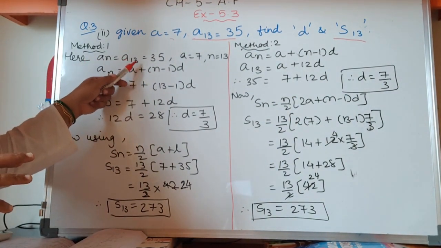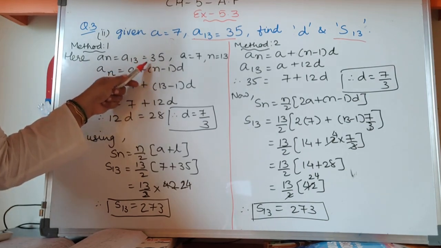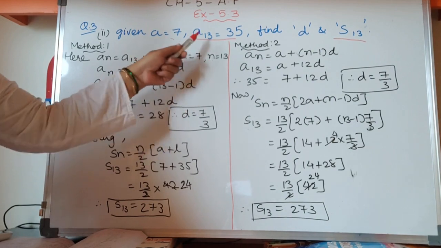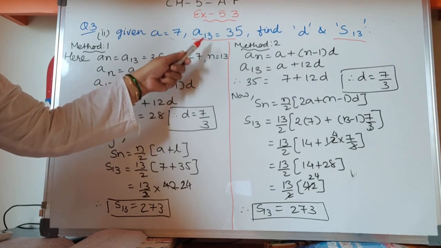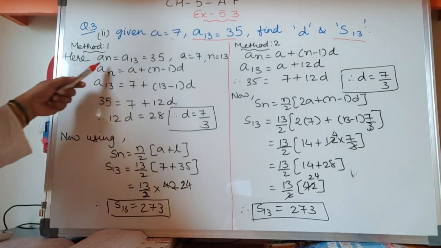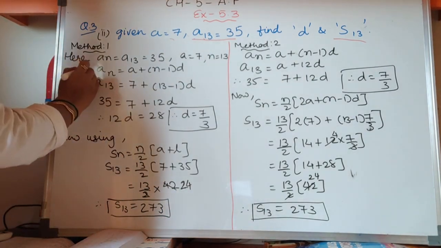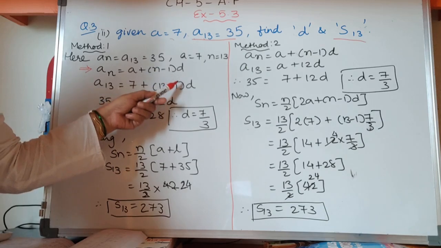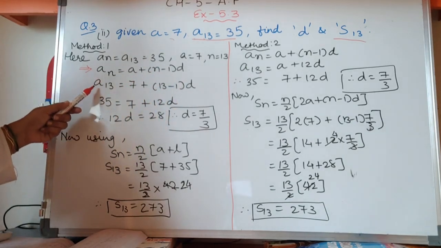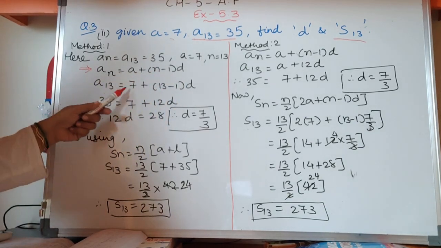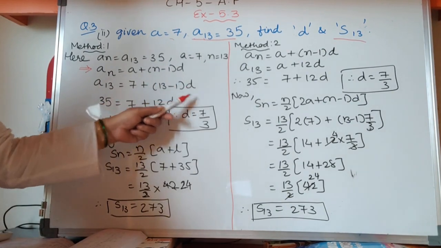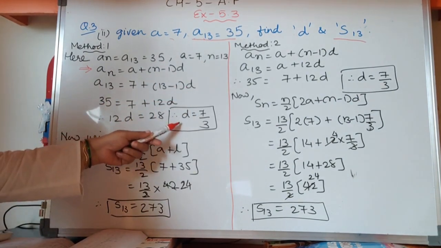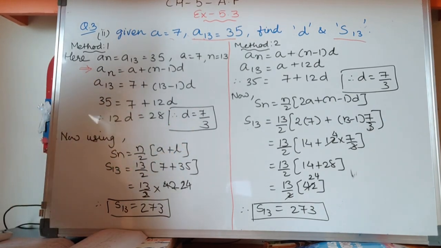So an is equal to l is equal to 35, a is equal to 7. It means n is equal to 13. Now as per our main formula, an is equal to a plus (n minus 1)d. I substitute the value: a13 is equal to 7 plus (13 minus 1)d. And lastly, after substitution, I got that d is equal to 7 by 3.